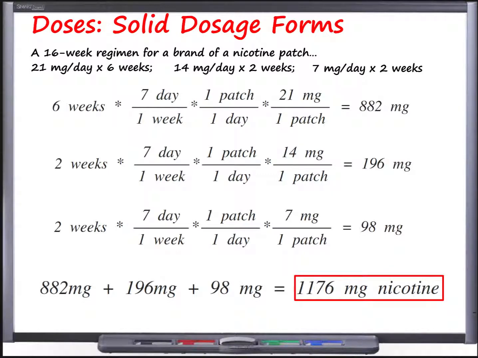So the last step is just to add up the individual doses of nicotine for the 3 different steps. So we'll get 882 from step 1, plus 196 from step 2, plus 98 milligrams from step 3, and that gives us a total for all 3 steps for all 10 weeks of treatment of 1,176 milligrams of nicotine.